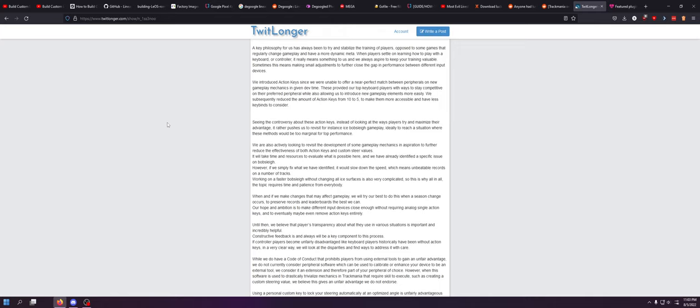When and if we make changes that may affect gameplay, we will try our best to do this when a season change occurs to preserve records and leaderboards the best we can. Our hope and ambition is to make different input devices close enough without requiring analog single action keys, and to eventually maybe even remove action keys entirely.